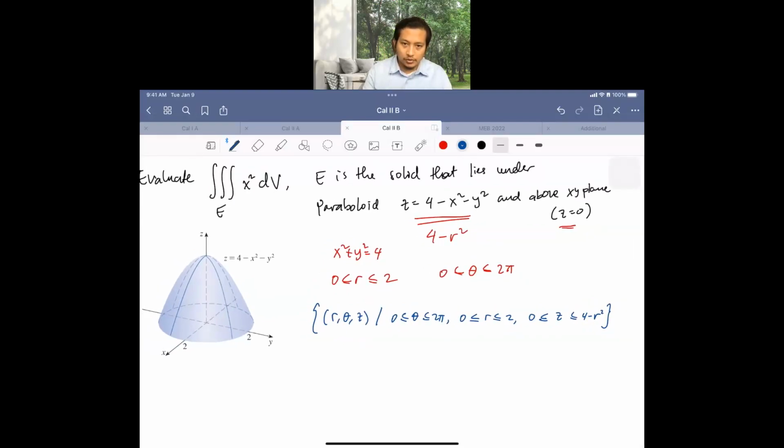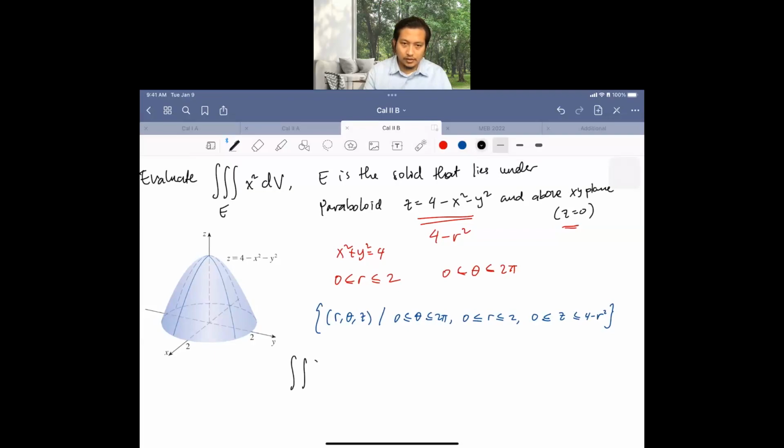Then we could have the triple integral of x squared dV. Now theta is from 0 to 2 pi, and then r is from 0 to 2, and then z is from 0 to 4 minus r squared. And x becomes r cos theta, squared, and then r dz dr d theta. Okay.